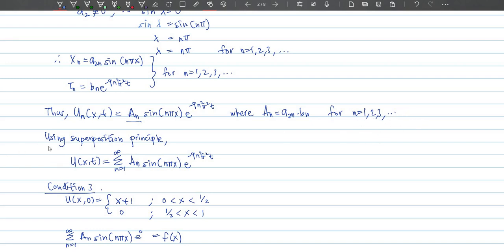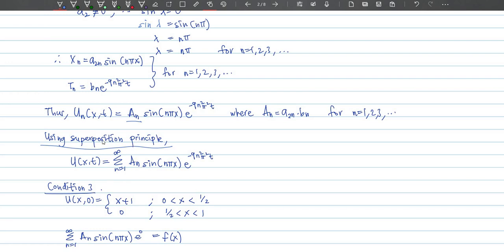Next, we use the superposition principle, and therefore u(x,t) will be the summation of n from 1 to infinity, just rewriting everything here: a_n sin(nπx) exponent negative 9n²π²t. That means we use the superposition principle so that we don't have to write for n equal to 1, 2, 3 over and over again. We just substitute it with summation.